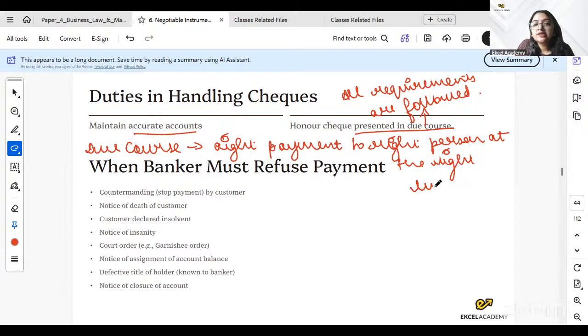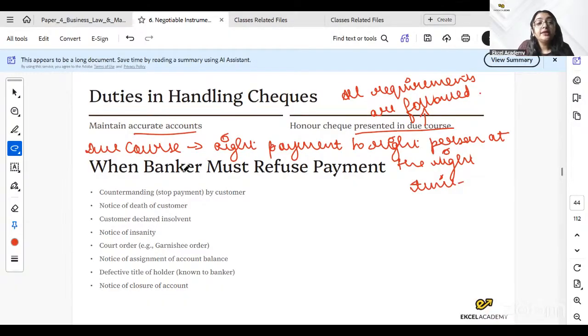Now, why are we saying right payment? That is, if my check says 5,000 rupees, the bank has to make sure that it is transferring 5,000 rupees only. It cannot transfer any other sum of money. To the right person: if I have issued it in favor of B, they will have to issue it to B only, no one else. At the right time: you have a 3 months time period to present your check. So at the right time, the payment has to be done. If all of these are satisfied, then the payment is said to be in due course.